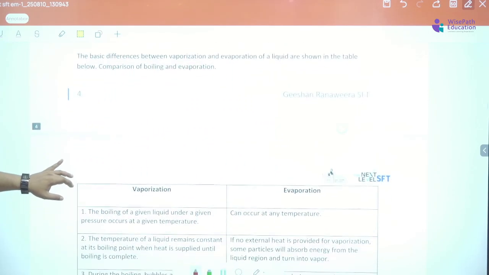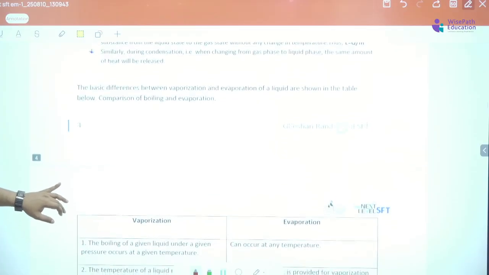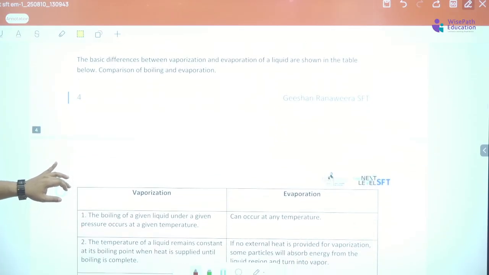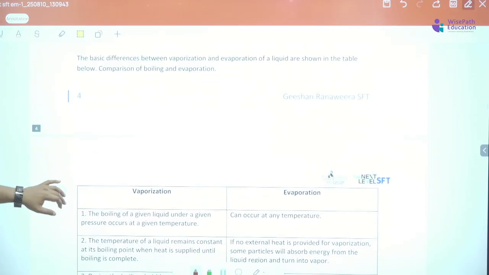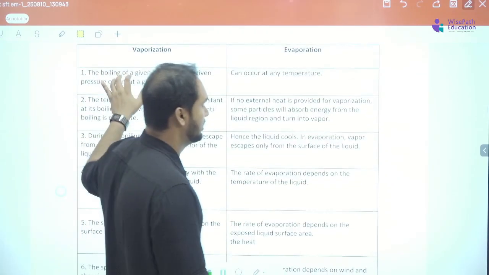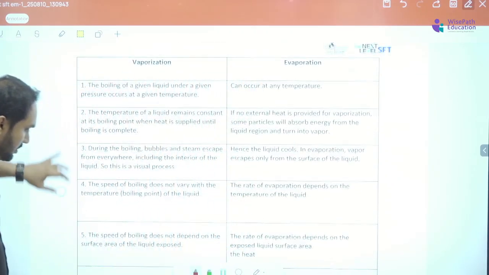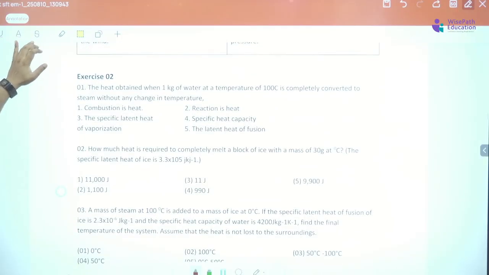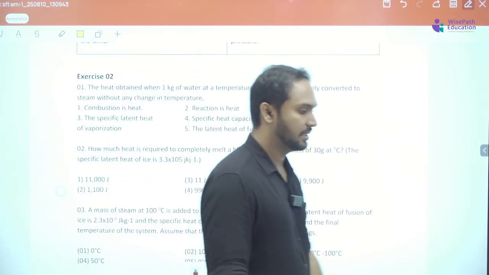Right now come to this one. The basic differences between vaporization and evaporation of a liquid are shown in the table below. Now tell me vaporization and evaporation. Before that, shall we do a question? Come to exercise 2. Try first and second questions.